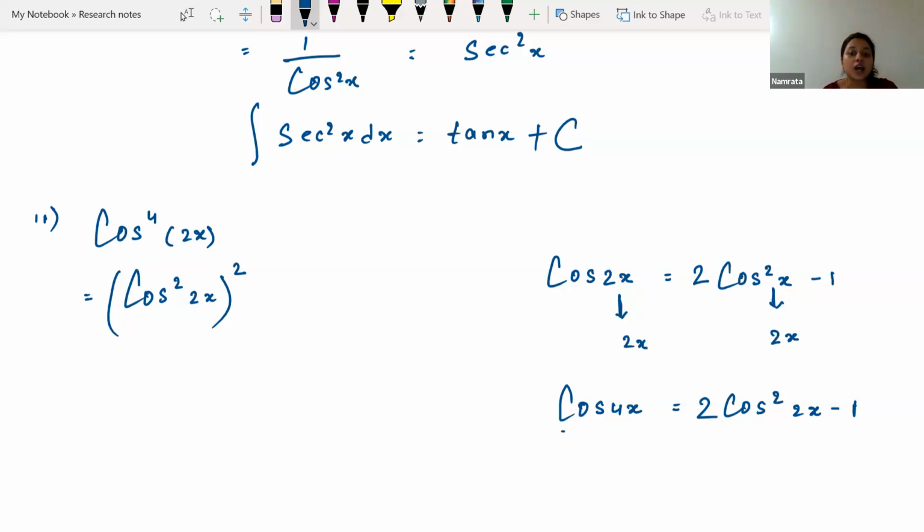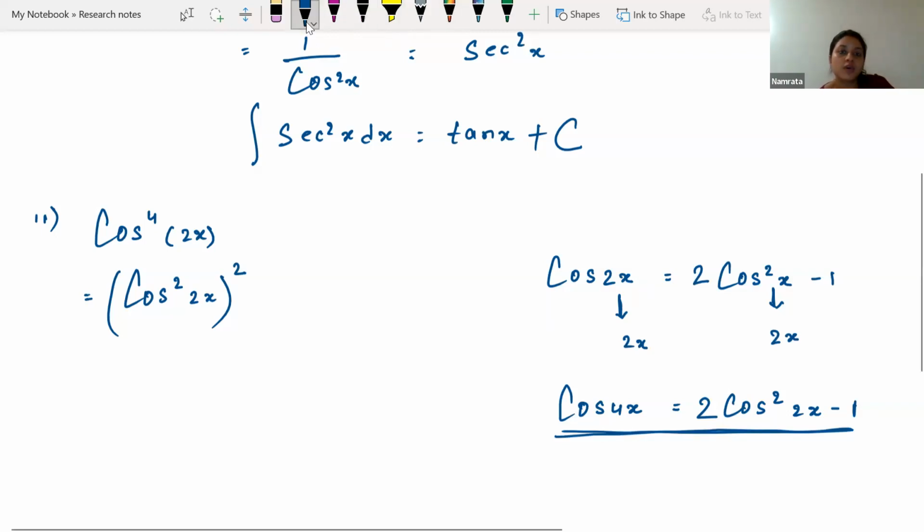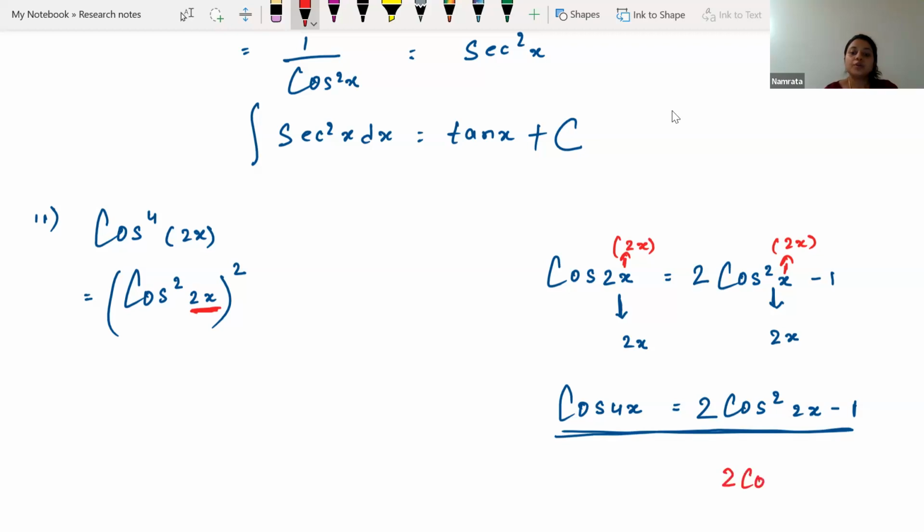Is it clear to everyone how I am writing this formula? At the place of x, we are taking 2x. Okay. If you are not getting from here, you can understand it like this, that at the place of this x, it's not x, it's 2x. Here also, it's not x, it's 2x. Why 2x? Because in our function, the given function, we are having 2x. Getting it? So the formula became cos 4x is equals to 2 cos square 2x minus 1. From here, we will be finding the value of 2 cos square 2x will be cos 4x plus 1, right?